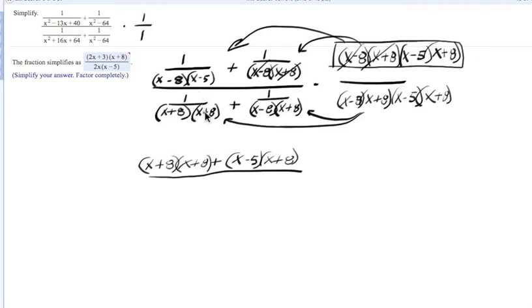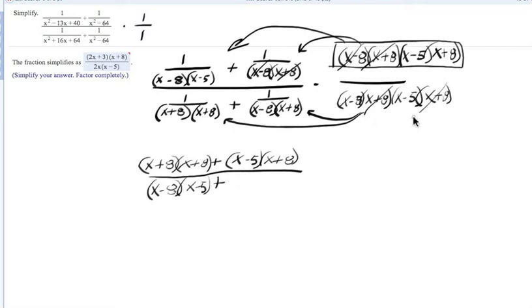X plus 8s are going to cancel. So this is going to cancel and this is going to cancel. And all I'm left with is x minus 8 times the quantity x minus 5. And once again, I have to duplicate this addition sign.